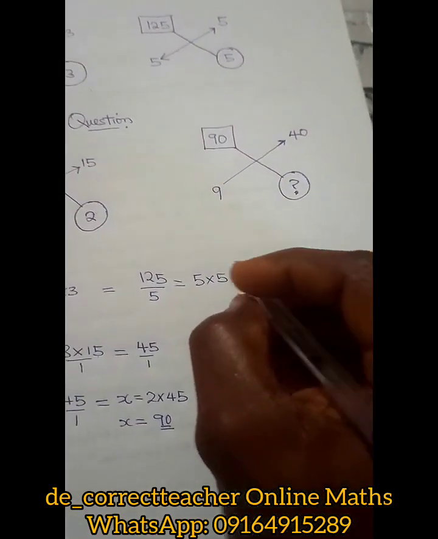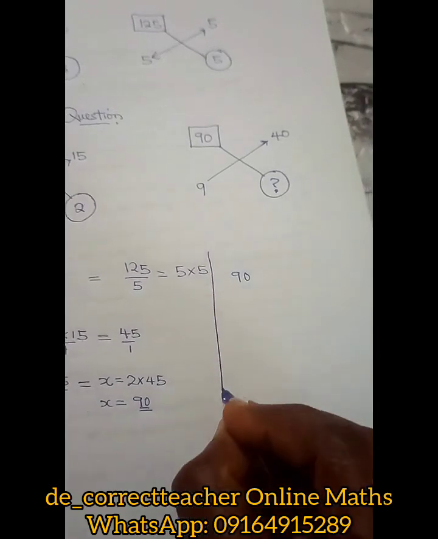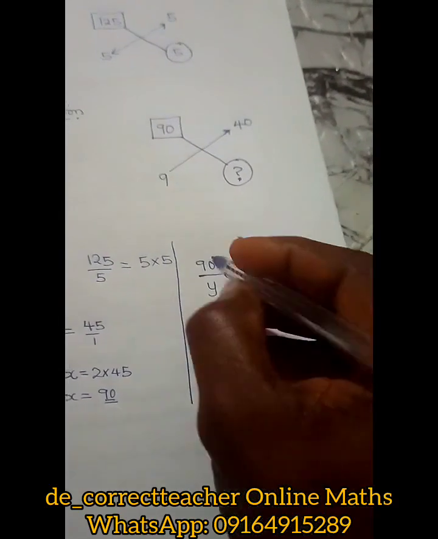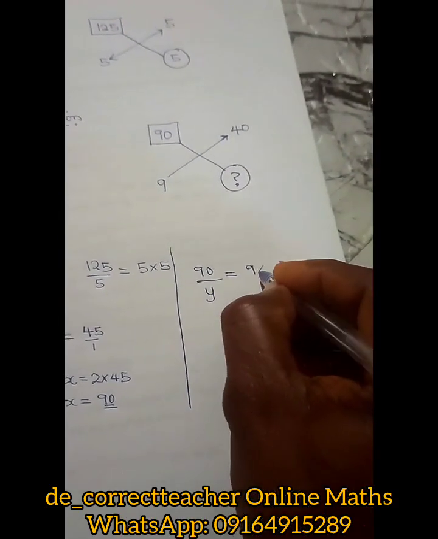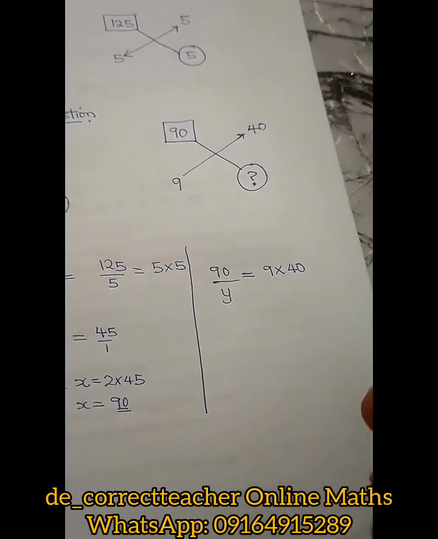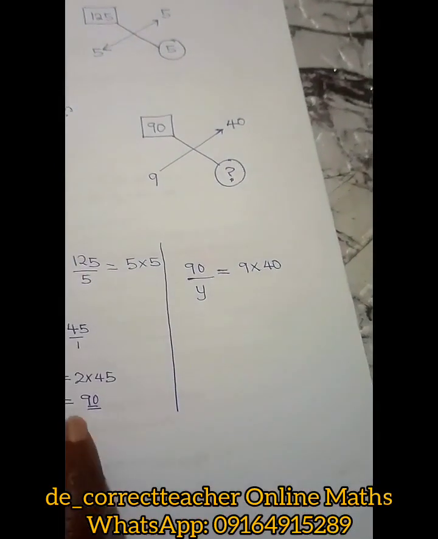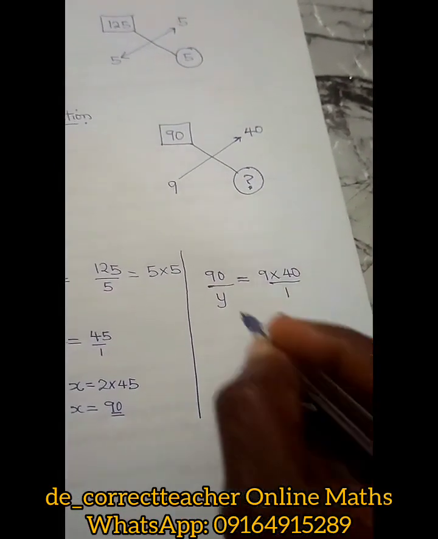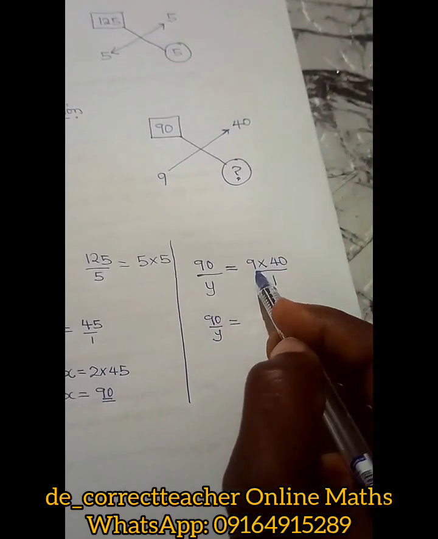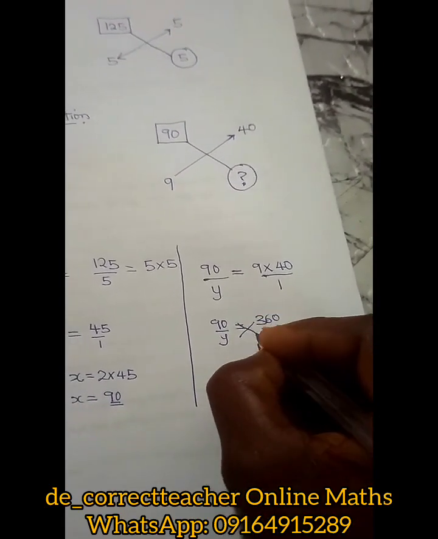So this one is the same thing. 90 will be on top. Let me separate them. 90 will be on top, all over, and let me use y here. I don't know what this is, so let's call it y. So I have 9 times 40 for these two. From here, we can find the value of y from what I just did. So this will make it all over 1. Then 90 all over y is equal to 9 times 40, which will give me 360 all over 1. Then the same thing, I cross multiply.